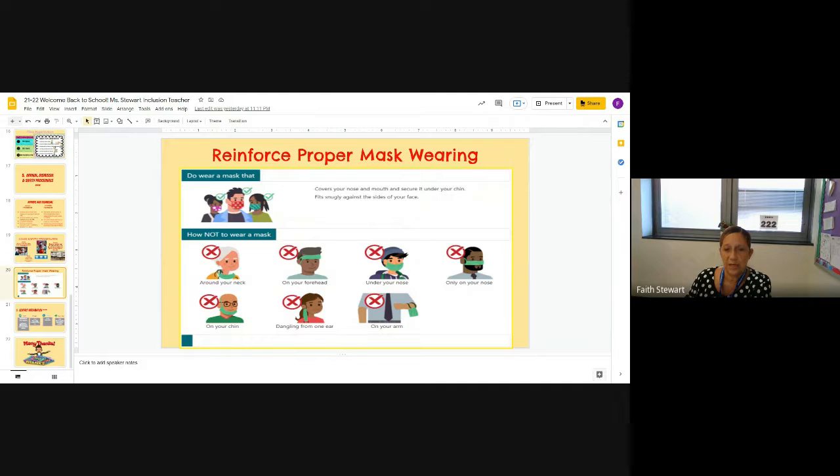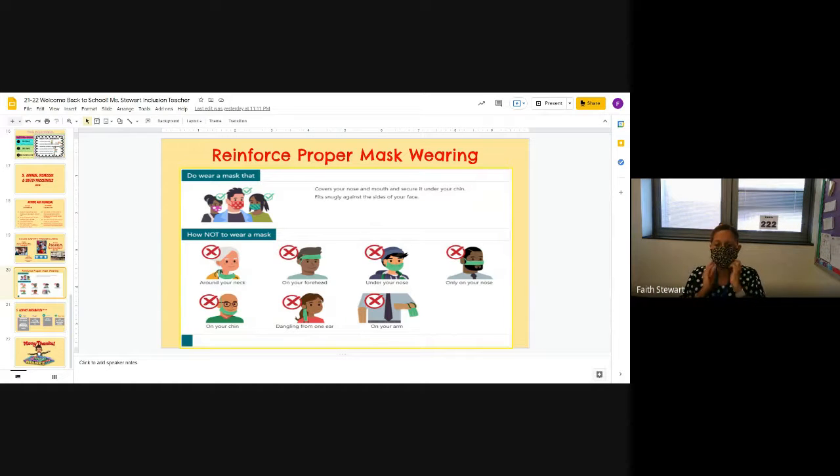All right, so like I said, we're reinforcing the proper way of wearing the mask. I know a lot of the little ones like to put it below their nose, and I must say some days the older ones are wearing the mask below their nose too. So we just encourage them to follow the rules. We want the mask to cover your nose and mouth and secure it under your chin. Make sure it fits snugly so it's not slipping under your face.